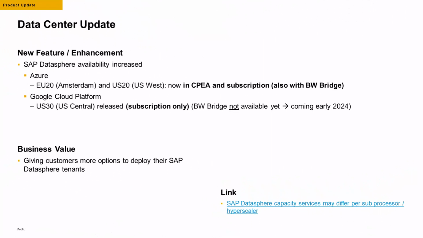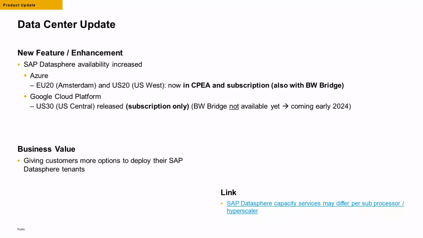Looking at general product updates, we have first new data center deployments. SAP Datasphere is now available in Azure as well as Google Cloud Platform. In Azure, we have released EU20 Amsterdam and US20 US West in CPA and subscription, and each also with a possible extension of BW Bridge already available today. On Google Cloud Platform, we have now released US30 to customers, but only in subscription for now. And BW Bridge is also not yet available because it's only coming in early 2024. So now customers have more options to deploy their SAP Datasphere tenants.